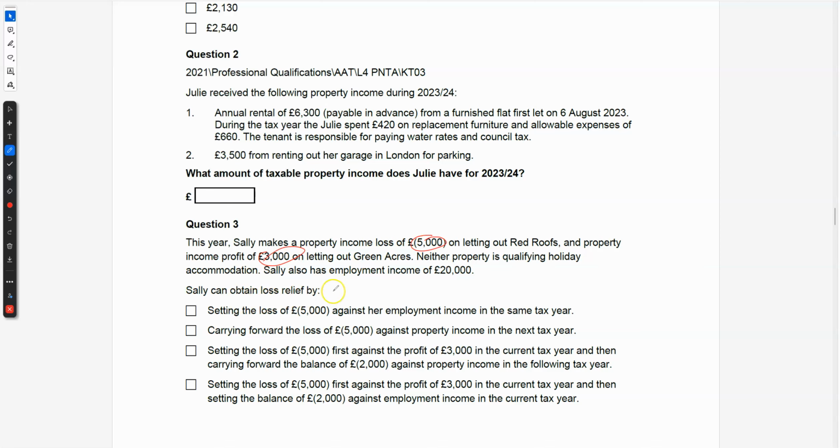So Sally can obtain the loss relief. This 5000, first we need to offset against this one. So I have a 5000 loss, I offset the 3000 profit, so I'll have a loss of 2000 left. And this one I can carry forward, but I have to offset it only against future property income. Remember that. I cannot use it against my employment income. I cannot use it against my trading profit. The property income relief has to be done from the property profit in future. So we set the loss of 5000 first against the 3000, and the 2000 will be carried to the following tax year if we have a profit.